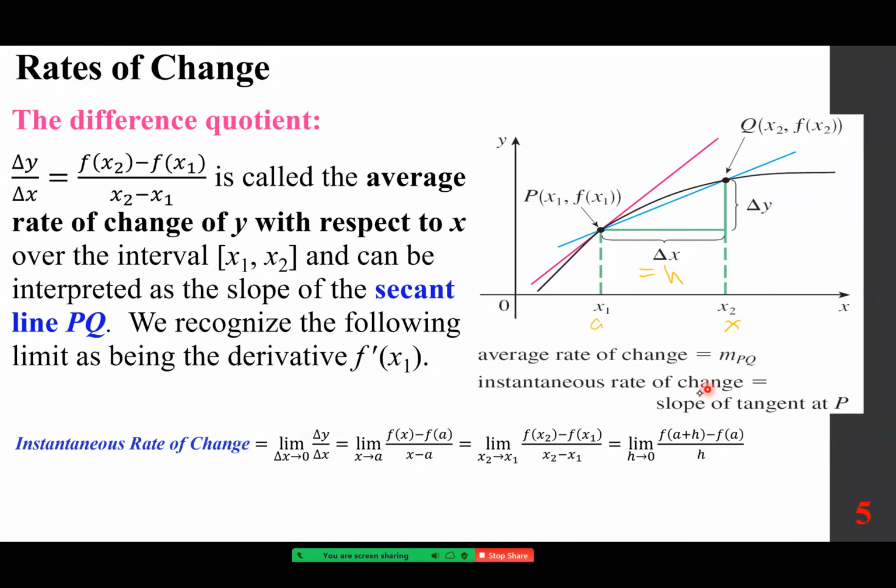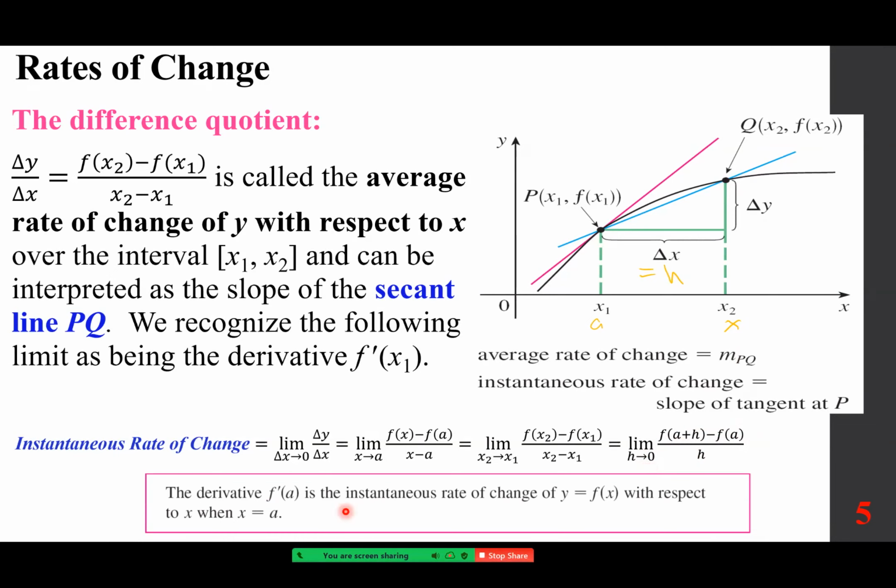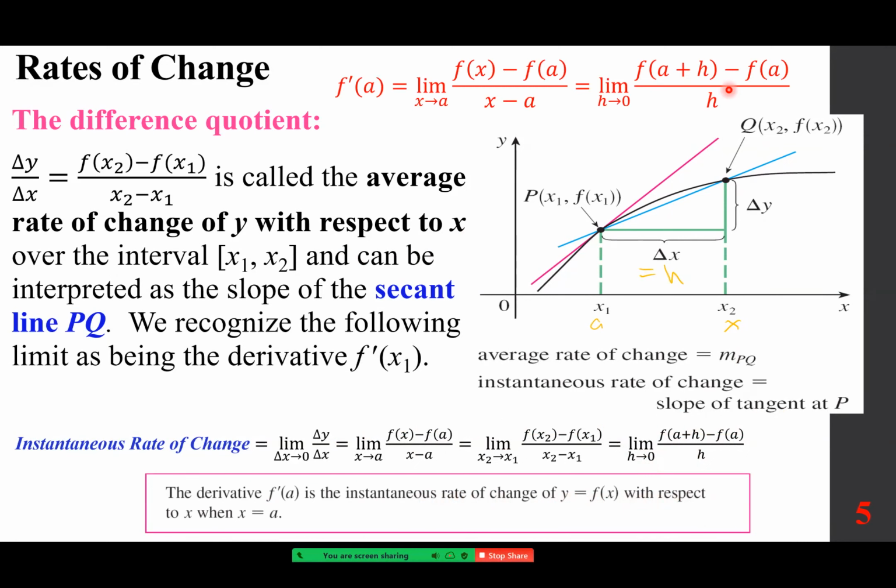If we call this a and this distance h, we get to this definition, because now this is a plus h. The limit of f of a plus h minus f of a over h as h approaches 0. So we are repeating the same concept. The derivative f prime of a is the instantaneous rate of change of y equals f of x with respect to x when x equals a, and again f prime of a as we had it in the previous page. Let's make some sense out of this by looking at a couple of simple examples.